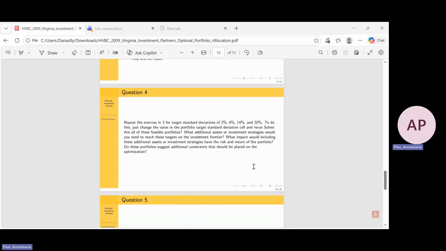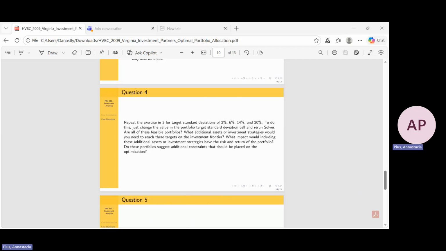Then that would also mean that we have minimum allocations to bonds or cash for liquidity restrictions or illiquid alternatives, and policy rules such as ESG screens. Without such constraints, Solver may not be able to get optimal solutions.